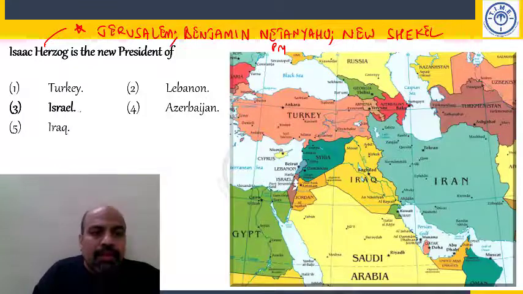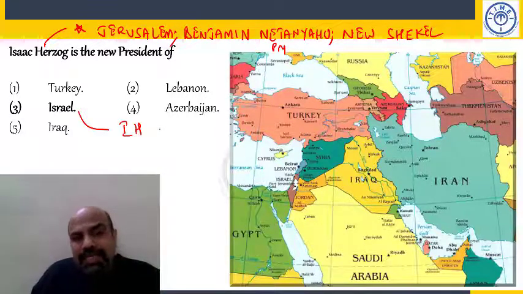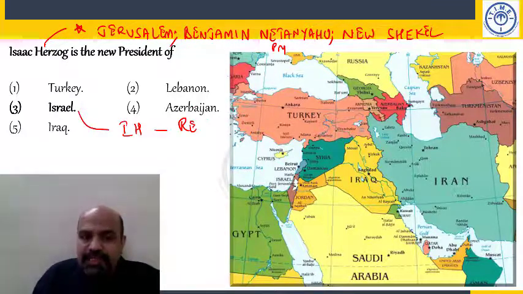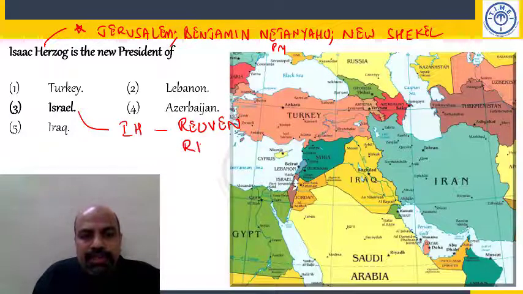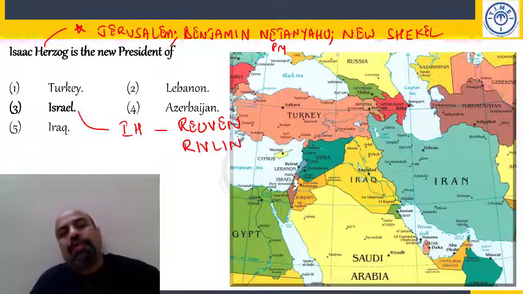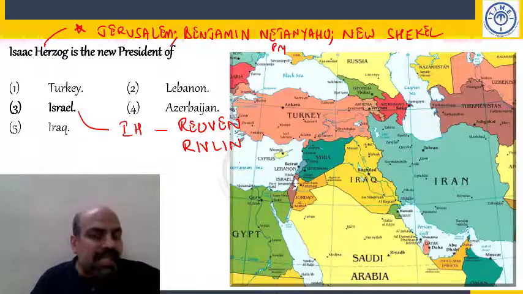You could write dash, Isaac Herzog has succeeded. Today he is not in office. He will become the new president in the days to come, but he has been elected. He's the 11th president. Isaac Herzog will succeed Reuven Rivlin as the new president of Israel.